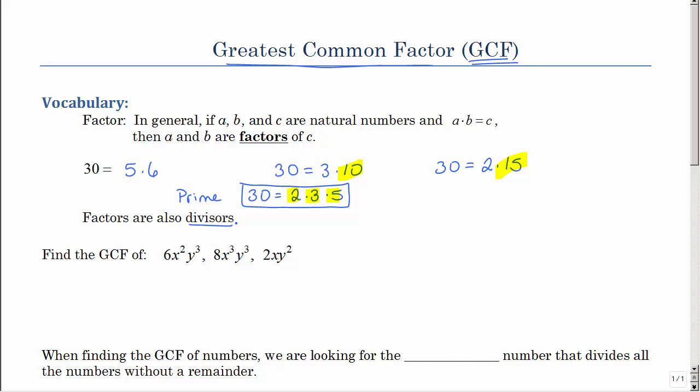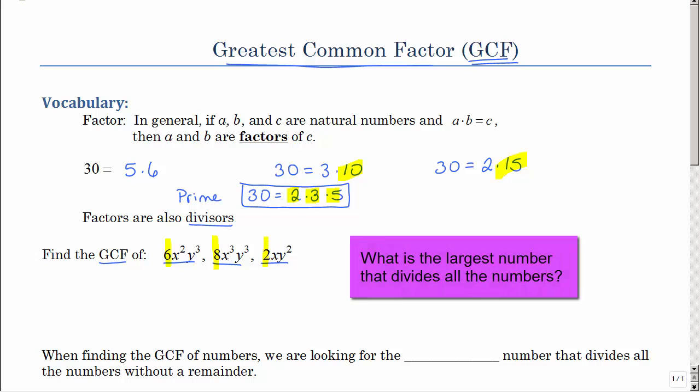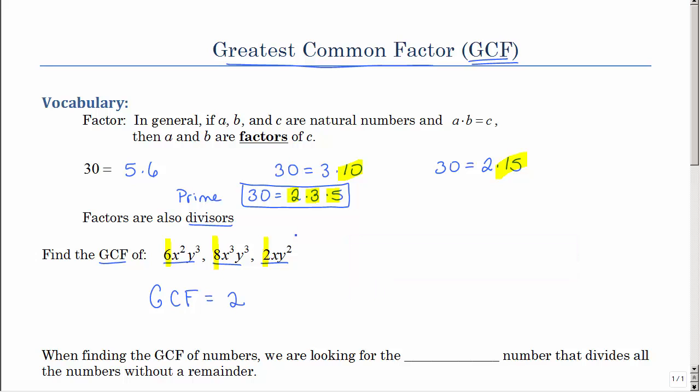In general, when we're factoring, we're really dividing. We're finding what multiplies to get back where we started from. So our goal today is to find the greatest common factor of different terms. So let's look. If I wanted to find the greatest common factor of those three monomials, well, first of all, you look at the numbers and you ask yourself, what is the largest number that divides all of them? 2. So GCF is 2, meaning they are all divisible by 2.